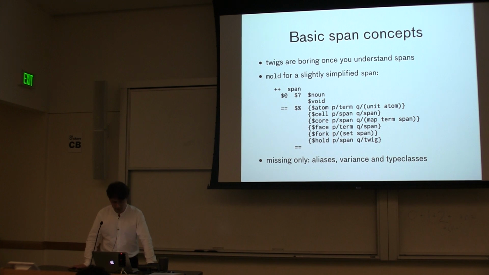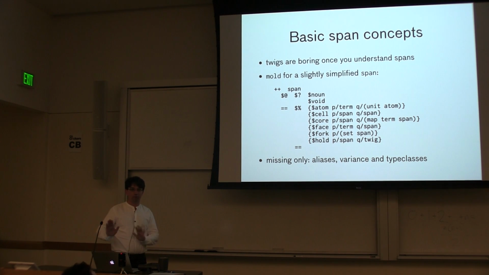Basic concepts of the type system. This is almost a complete definition of the Hoon type system. It's missing a little bit of stuff. I'll see if I can fill that in, but we've got to move pretty fast here. And I'm not going to talk about twigs at all, because once you understand a data representation, it's pretty straightforward. So a span defines a set of nouns.